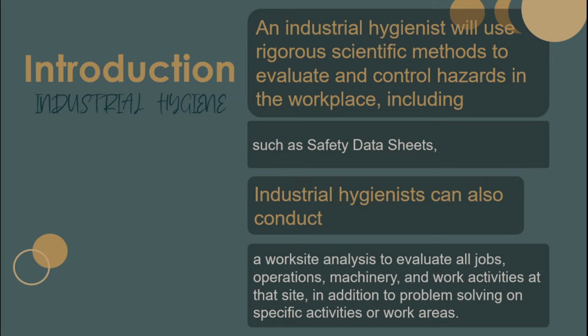An industrial hygienist will use rigorous scientific methods to evaluate and control hazards in the workplace, including risk assessment tools and information such as safety data sheets, which are put together by chemical manufacturers and contain detailed information about each chemical. Other than that, industrial hygienists can also conduct a worksite analysis to evaluate all jobs, operations, machinery, and work activities at the site, in addition to problem solving on specific activities or work areas.